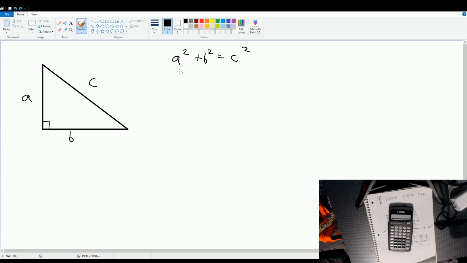Let's just say A is equal to 5 and B is equal to, I don't know, let's say 12 in this case. 5 squared plus 12 squared is going to be equal to c squared. Why don't I just put a little 5 right here and a 12 right here, just so we know that's A and B. We now need to calculate the direct distance, or the hypotenuse.